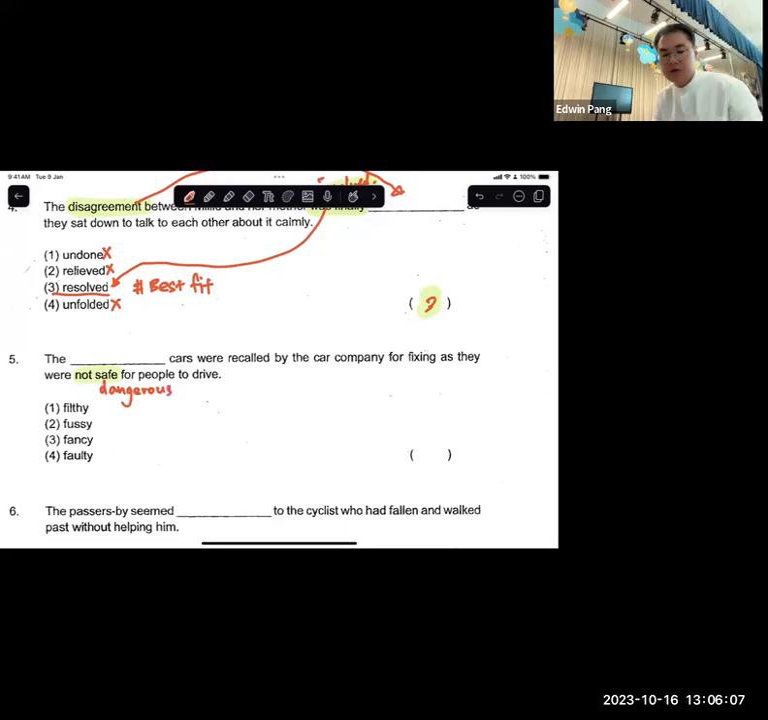In other words, the what cars are dangerous. So what cars would be dangerous to drive? Is it filthy? If a car is dirty, is it dangerous to drive? No, right? So I can cancel it. Fussy cars? Can cars be fussy? No, that totally makes no sense. If a fancy car, can a fancy car be dangerous? No. So again here, what principle am I using to get the correct answer? Rochelle, what principle am I using?